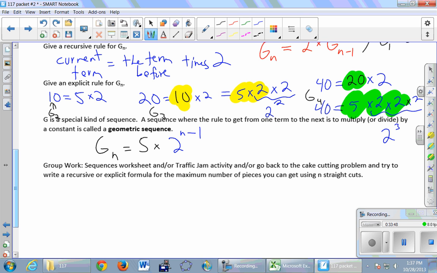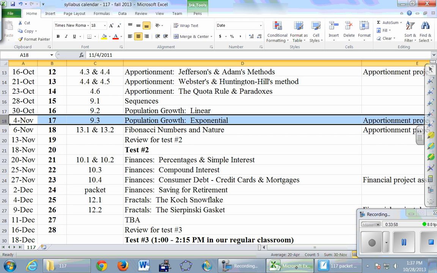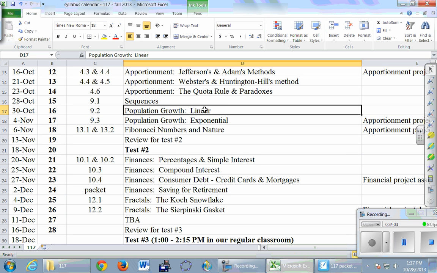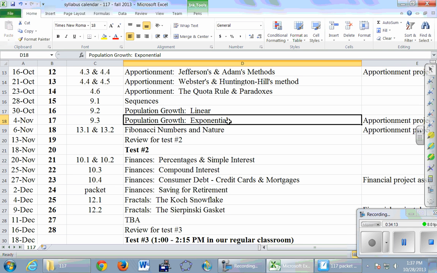That formula is way harder to get. And I will say, we had our calendar up here before. Next class, we're going to talk about linear things. That's where you add the same amount every time, like the first example we just did. Then we're going to talk about exponential things. That's where you multiply by the same number over and over again, like we did in this example.